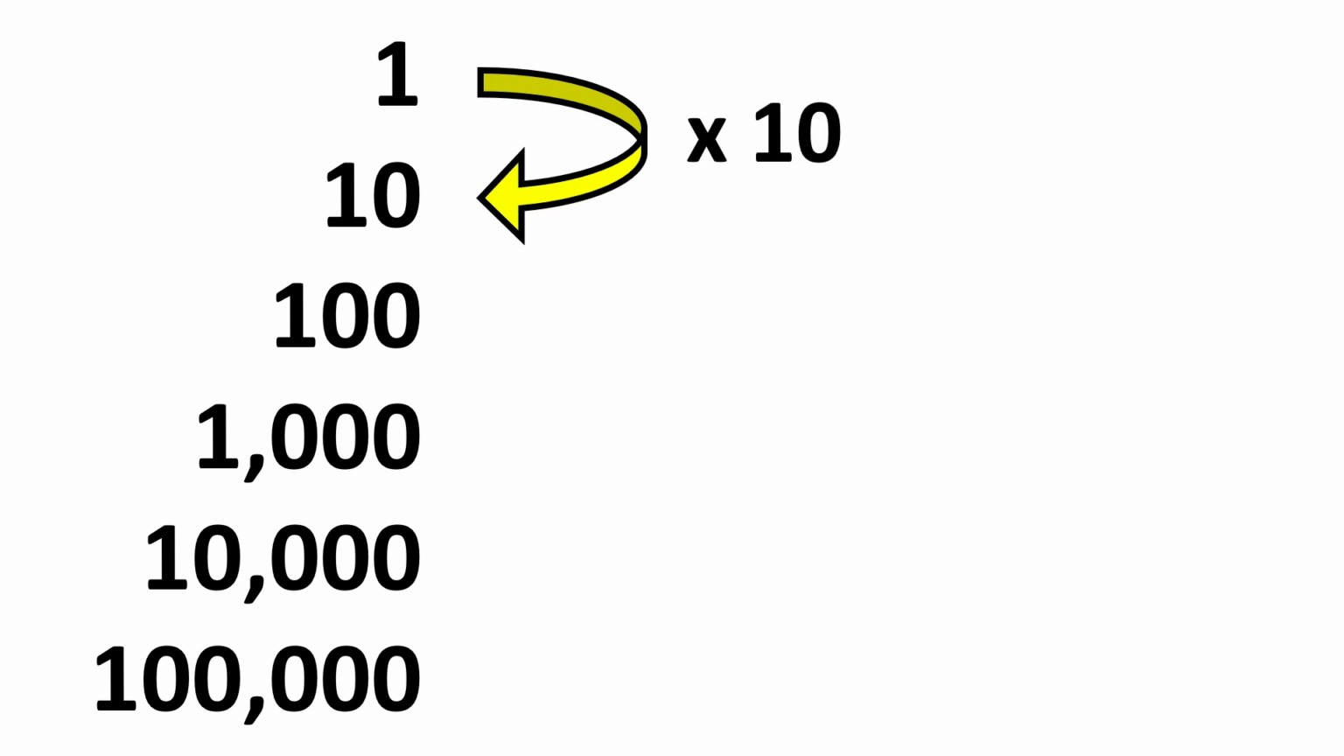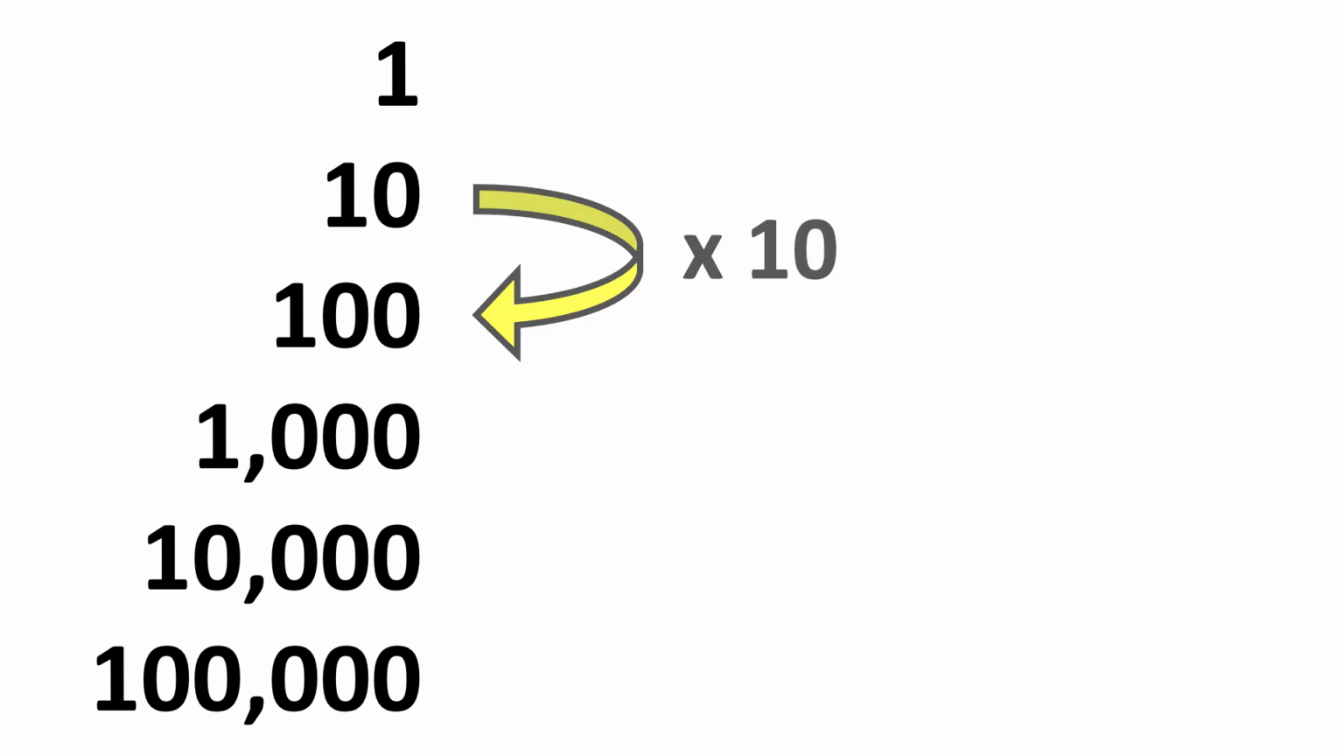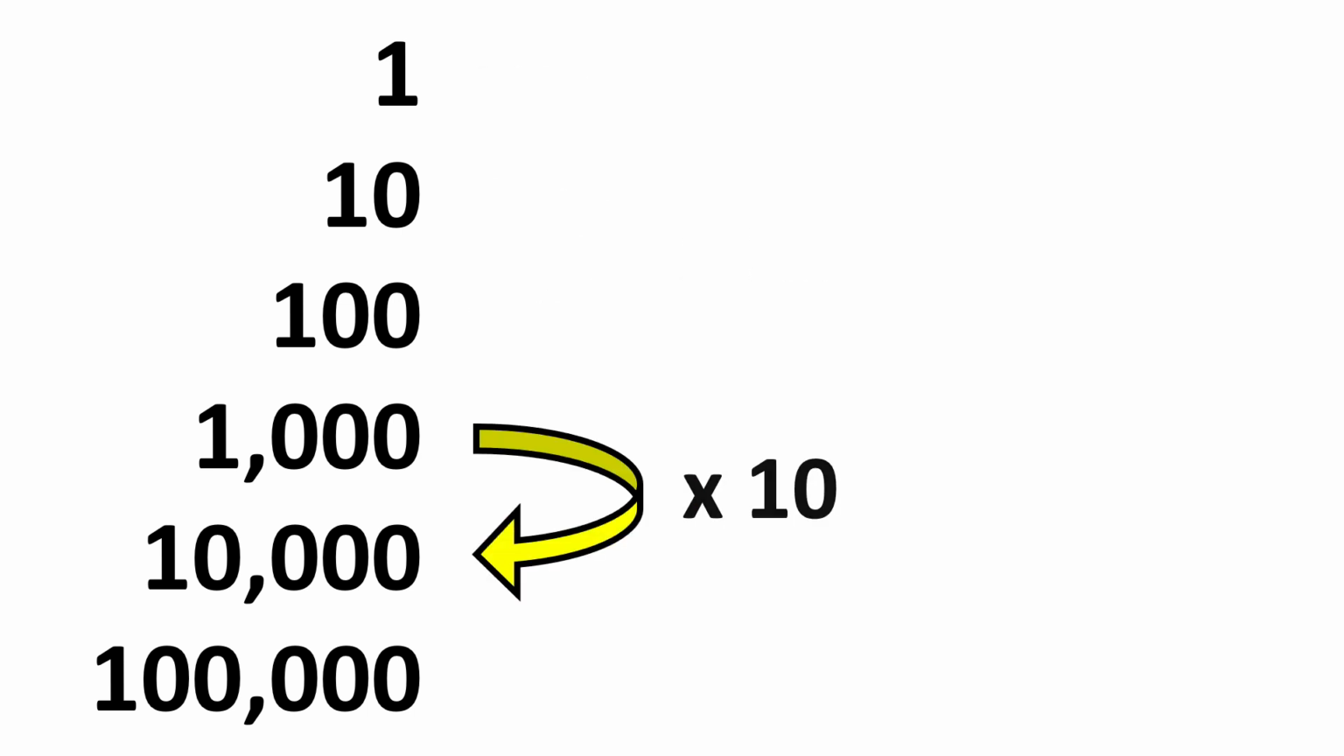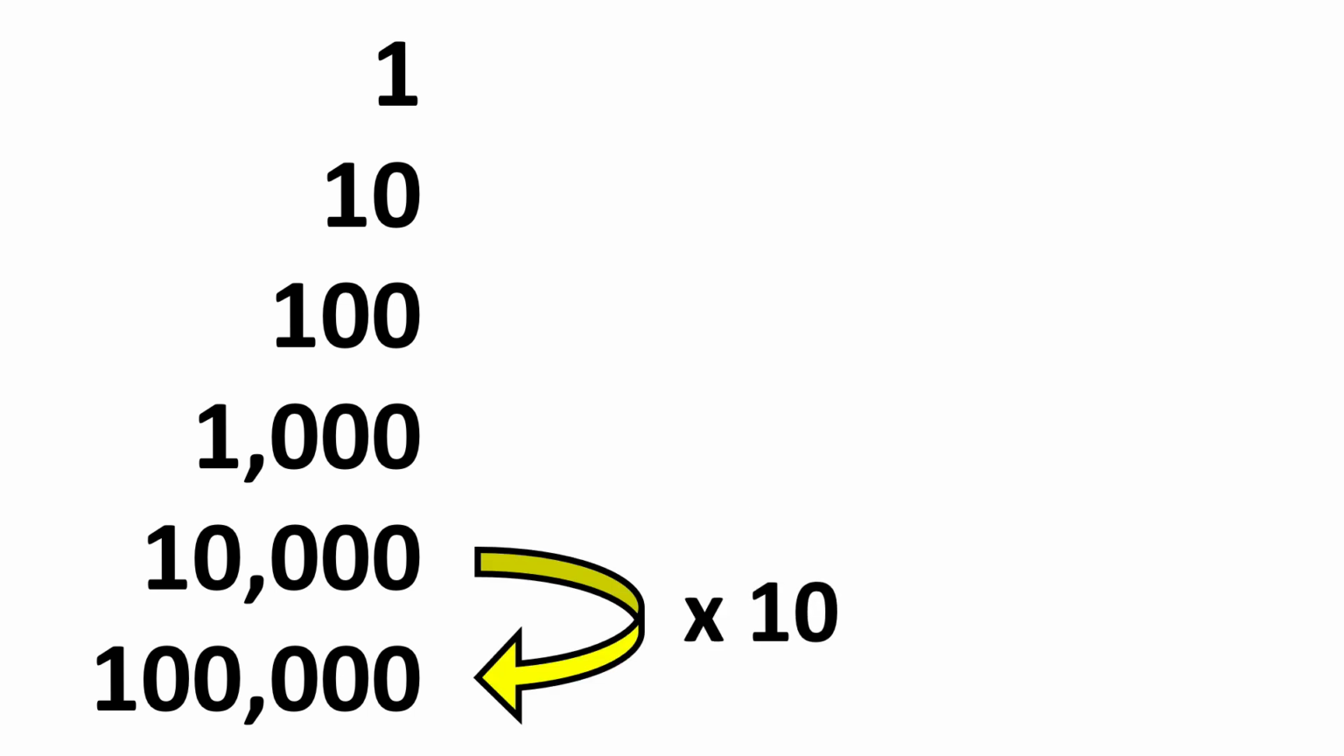Here's a summary. Every time we move down this list by multiplying a number by 10, the number's value goes up by 10 times. We usually write the place values in a horizontal line like this. Every time we move one place value to the left, the place value's value goes up by 10 times. All place values have a special relationship with their neighbors to their left and their right.